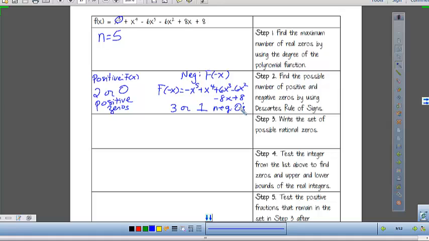Very good. Now we're ready to write our set of possibilities. Someone was nice to us and let Q be 1. So our list of possibilities is just going to be the factors of P, which are plus or minus 1, 2, 4, and 8, because we're putting all of those over plus or minus 1. Now we're going to test the integers from the list above to find zeros and upper and lower bounds of the real zeros.